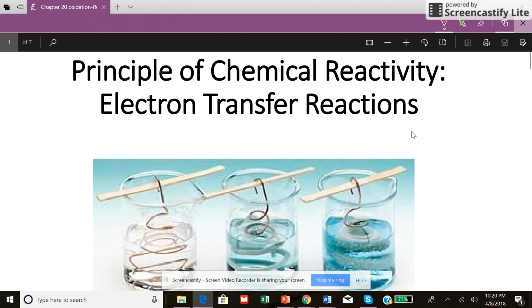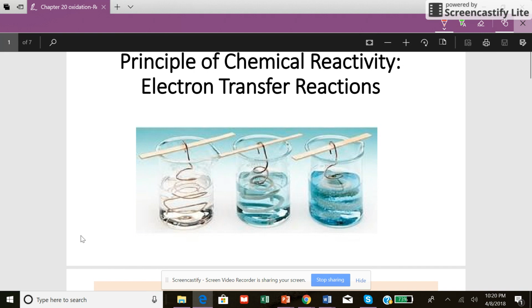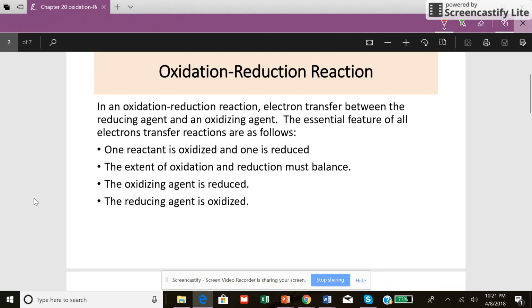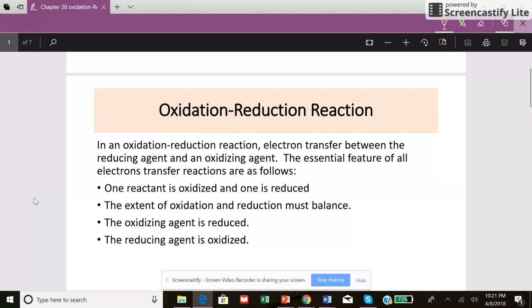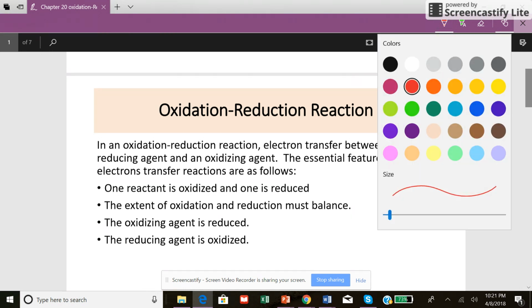Okay, this chapter is about electron transfer. Sometimes we call it oxidation reduction reaction. Let's scroll down a little bit. Let's go back and refresh our memory a little bit about oxidation reduction reactions. We learned this at the beginning of the year.